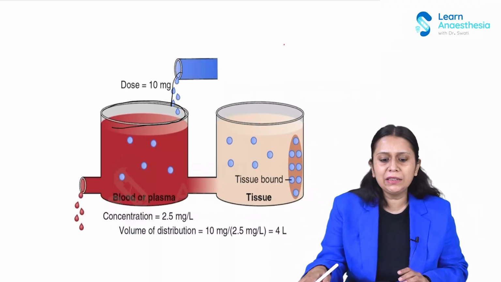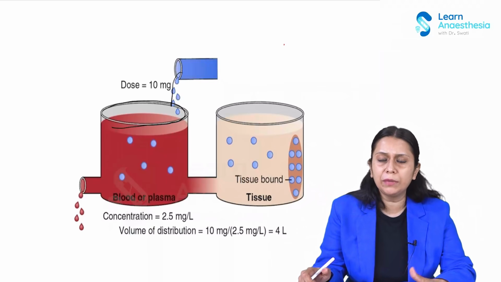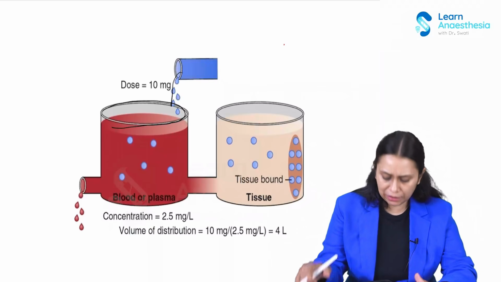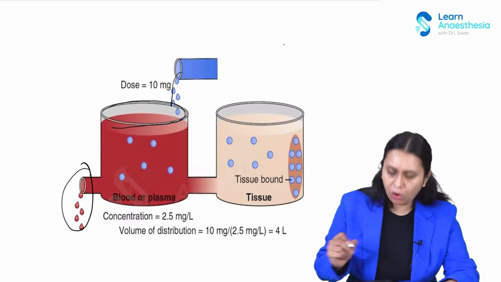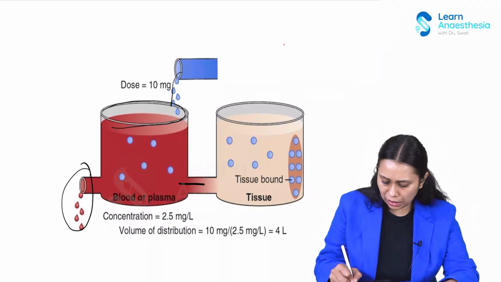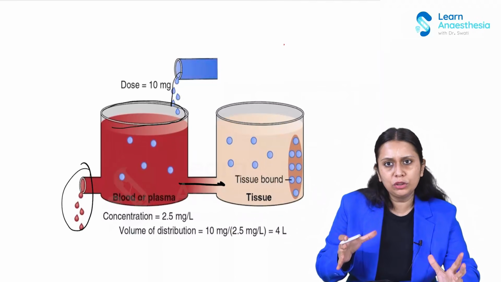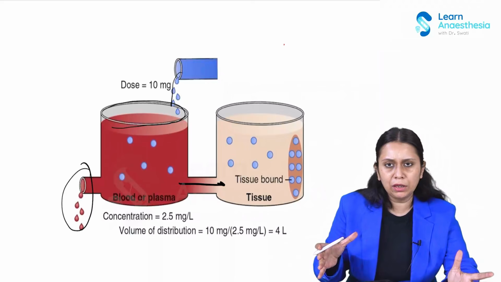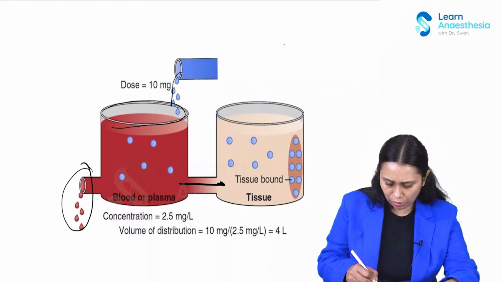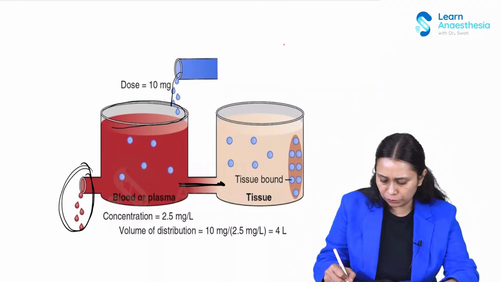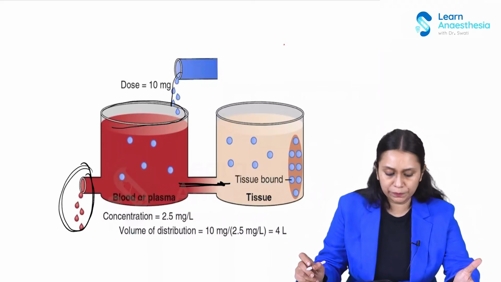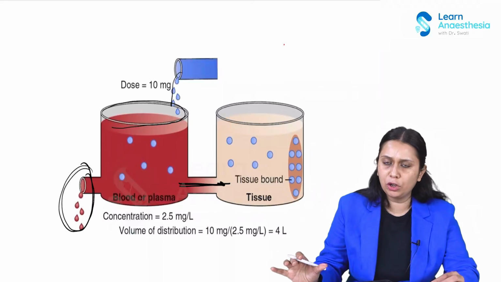Now drug is moving out of the central compartment by two ways. One, either it will get eliminated or it will move to the other peripheral compartments, right? So what is the dose which is remaining in the plasma depends upon the interplay of two things: how much drug is eliminated and how much drug moves to the peripheral tissues. Now, how will we calculate the volume of distribution?